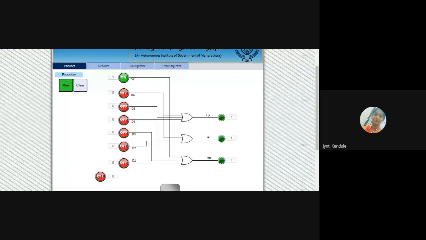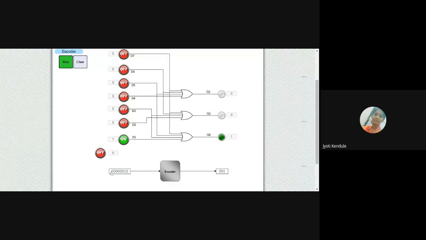Encoding the data. Then if we take 1, what is the binary of 1? That is 0 0 1. See, the encoder encodes the data. Primary is 0 0 1, so it gives output as 1.